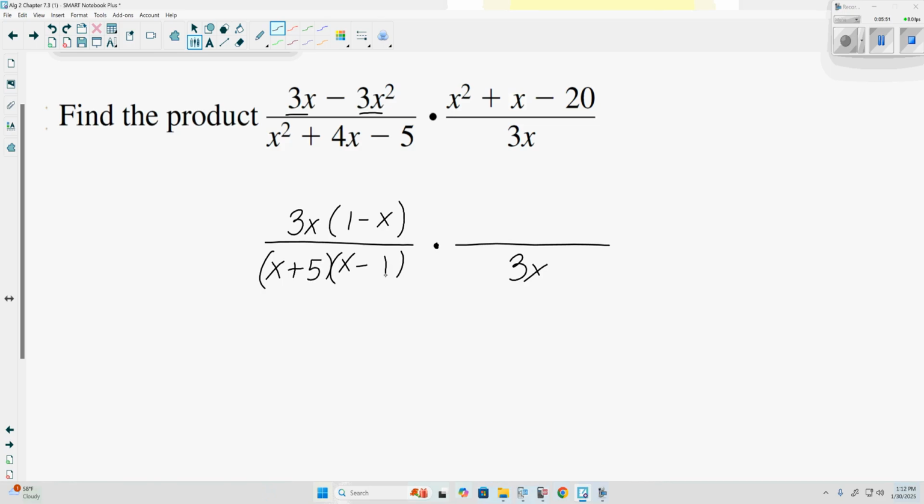5 first, 1 second. And again, we can check and make sure. X times negative 1 would be negative x. 5 times x would be positive 5x, so plus 5x. Negative x plus 5x is positive 4x. Is that the middle term we wanted? Yes, okay.